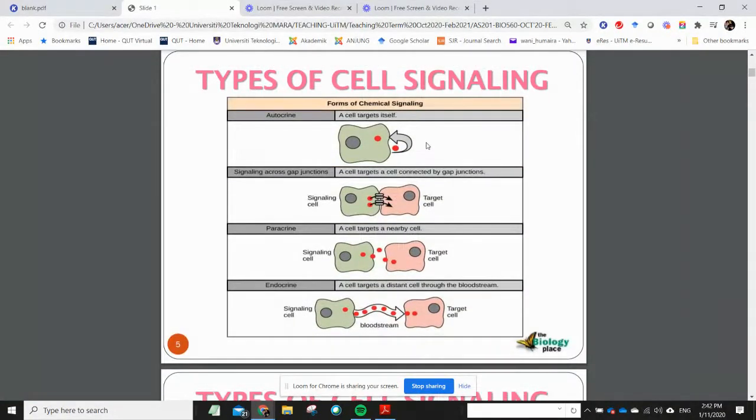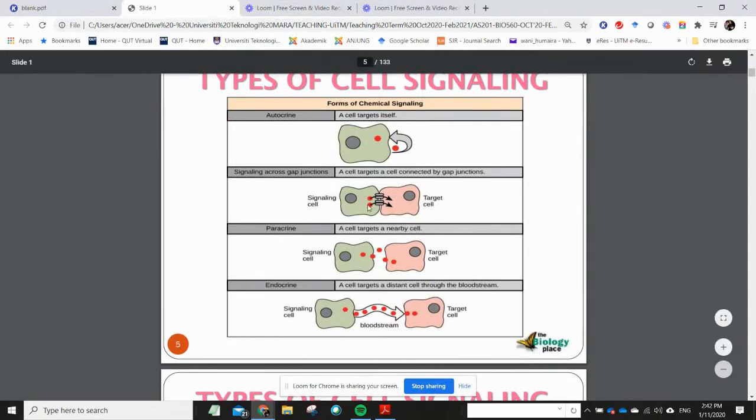Okay, still the same types of cell signaling. I think just to show you in diagram form, autocrine: the cell targets itself. Forms of chemical signaling molecules here, it targets itself. Cell 1 and cell 2 is itself.